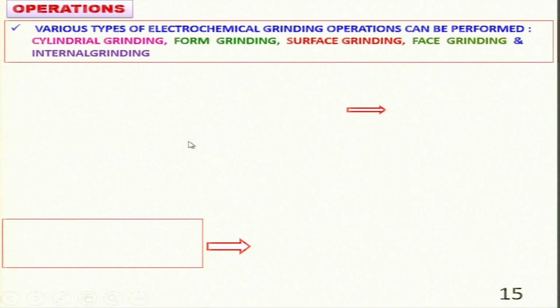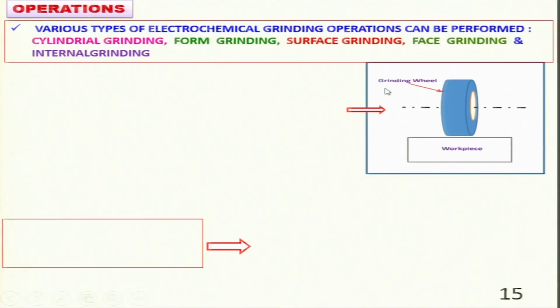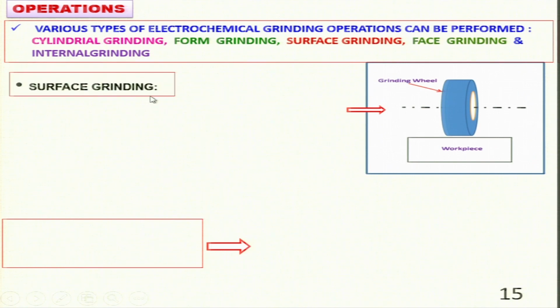Operations. Various kinds of operations of electrochemical grinding can be performed, like cylindrical grinding, form grinding, surface grinding, face grinding, and internal grinding. Now what I am showing is that you can keep the workpiece and the grinding wheel in different positions to perform different kinds of operations on the workpiece. You can see here, this is the grinding wheel, this is the workpiece flat surface. This is known as surface grinding.